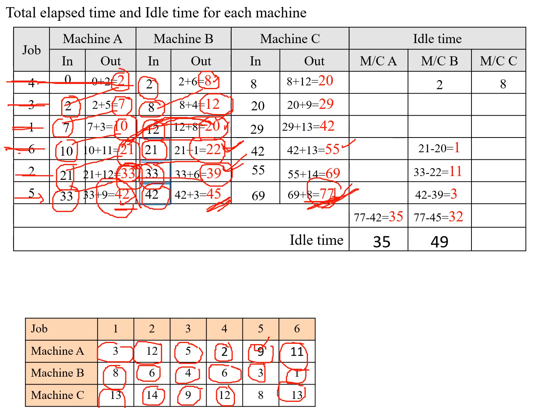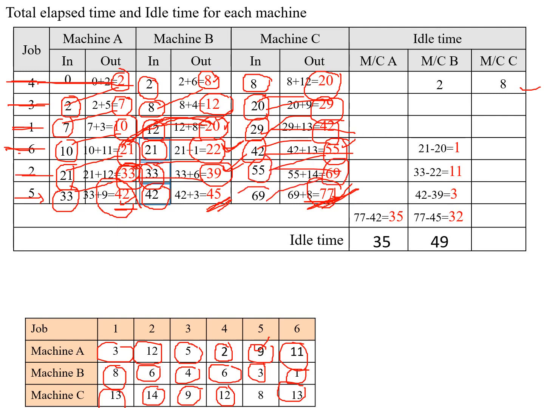Similarly, next we have to move to the idle time for machine C. See here, the first job will be received only after 8 hours. So the waiting or idle time for machine C is 8 hours. After that, the first job is completed at 20 hours. After 20 hours another job immediately started and completed at 29 hours, and another job immediately started and completed at 42 hours. After that, another job immediately started and completed at 55 hours, and then another completed at 69 hours.